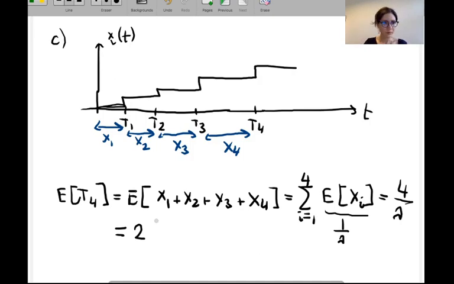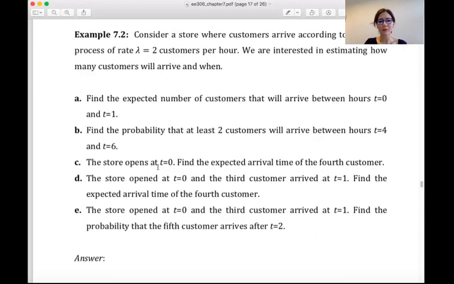Okay. Now, the next question is a slightly modified version of the previous one. So, the store still opens at t equals 0. However, now we have the additional information that the third customer arrived at t equals 1. So, this is actually giving us some additional information about the process. We have observed the process between t equals 0 and t equals 1. The third person arrived at t equals 1. Now we're wondering when the next one, the fourth customer, is going to arrive.